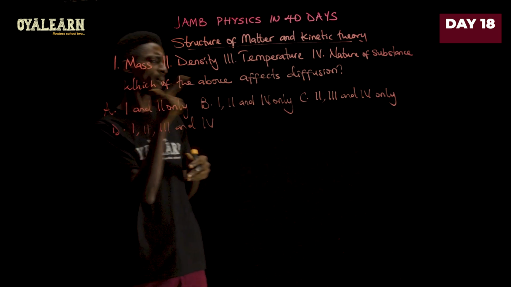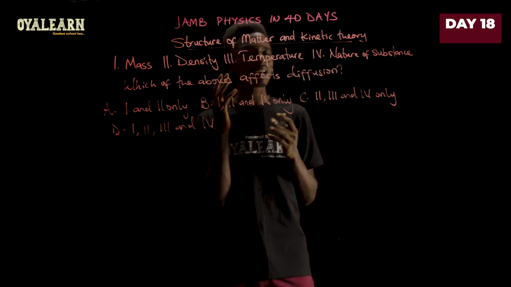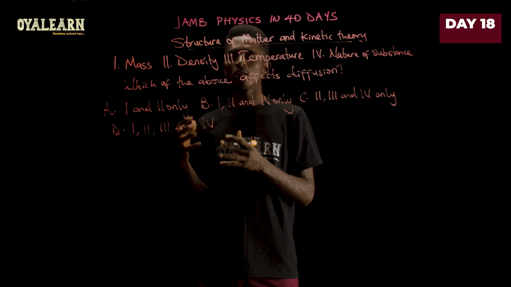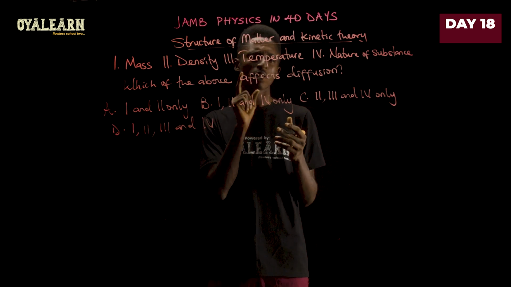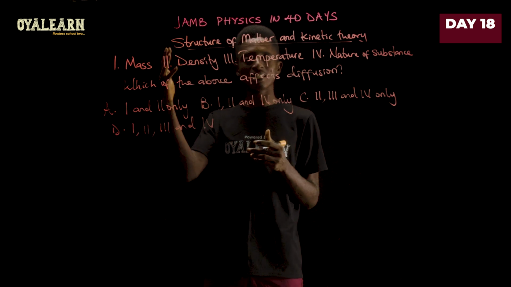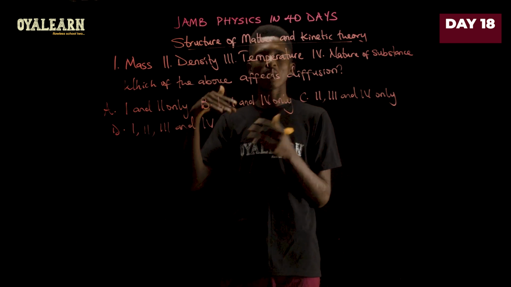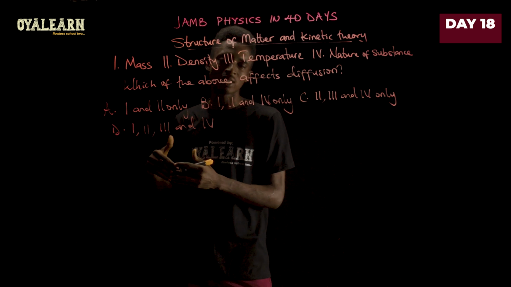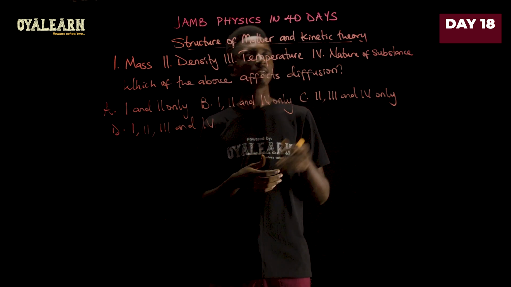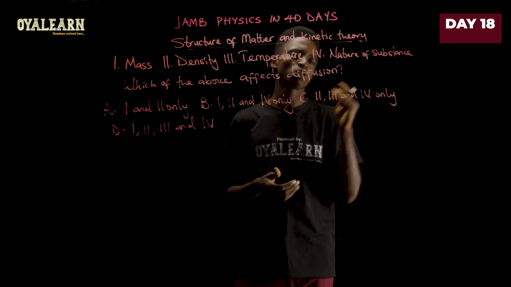In the case of temperature, the higher the temperature, the faster the rate at which substances are going to diffuse. So it also affects diffusion, meaning that higher temperature aids it to diffuse faster, while lower temperature will reduce the rate at which the substance is going to diffuse. And then finally, the nature of the substance.